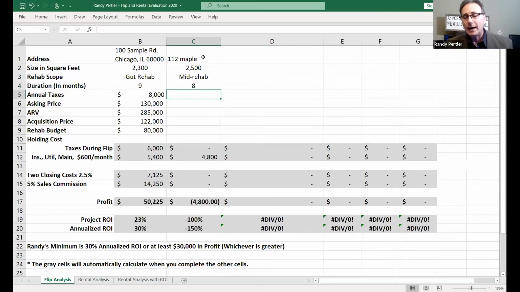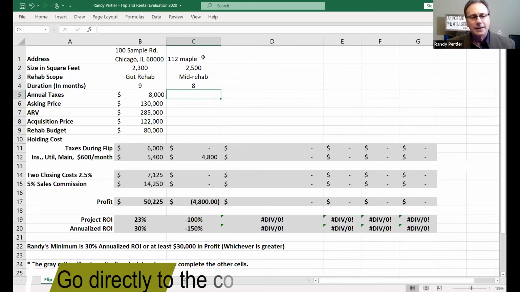So I'll go to the county website, and you can use Trulia and some of these other sites, they'll have the taxes, but I don't believe them. I always want to go to the source. I go to the county website to see what the actual taxes are.